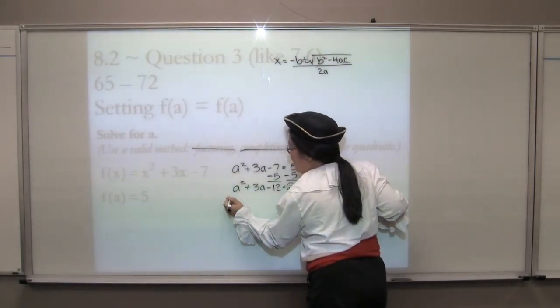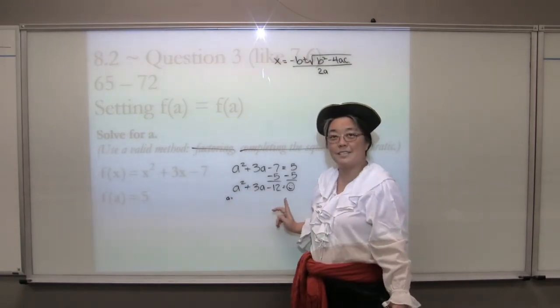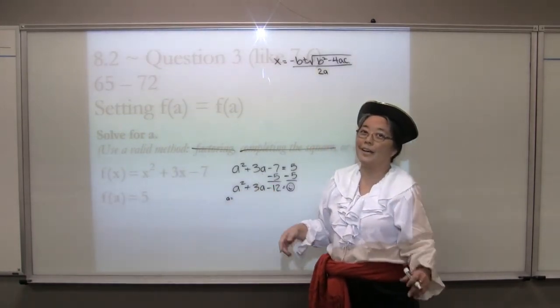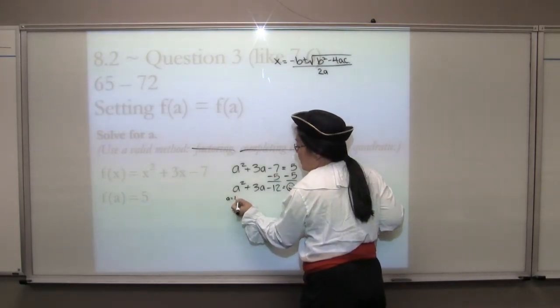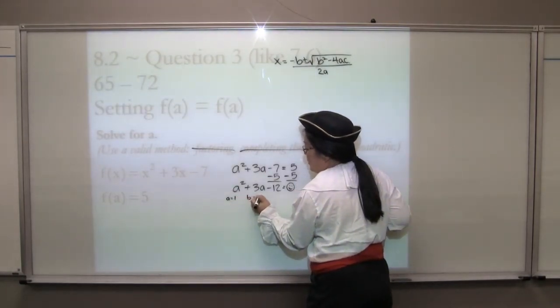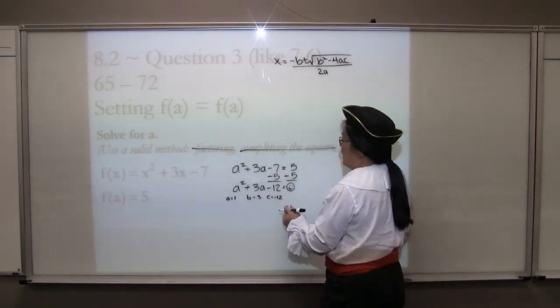So A, lots of people do not like this. This A, B, C is different from that variable A. A lot of people don't like that. So A is still the coefficient, so 1, B is still the coefficient, 3, and C is the constant, which is negative 12. There's your A, B, C.